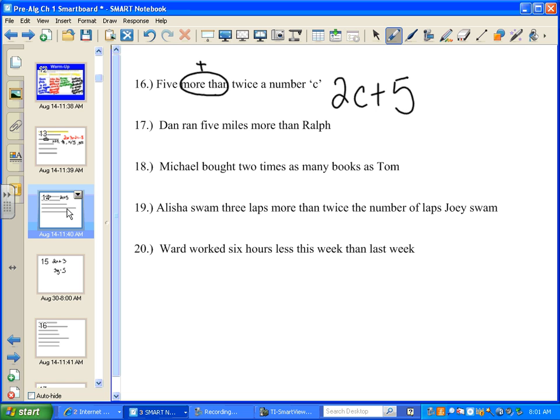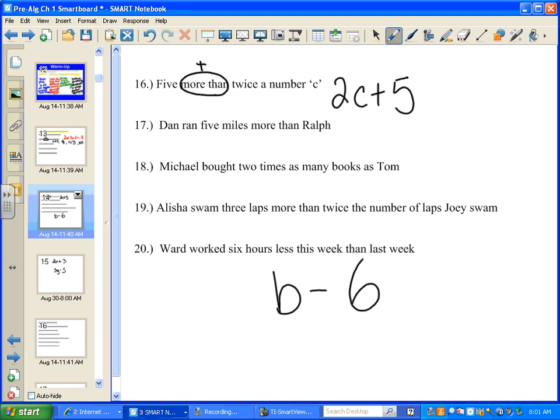Okay, let's go to number 20. Ward worked 6 hours less this week than last week. Briar, what do you think? Good job. B minus 6. And you can use any variable.